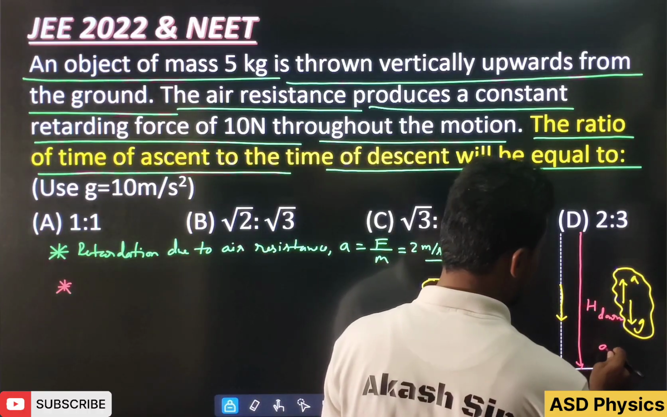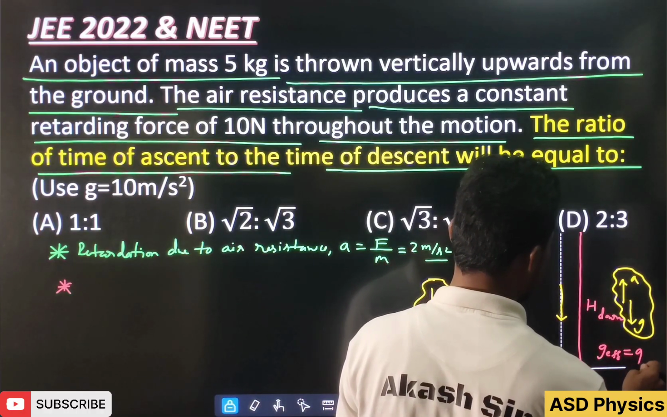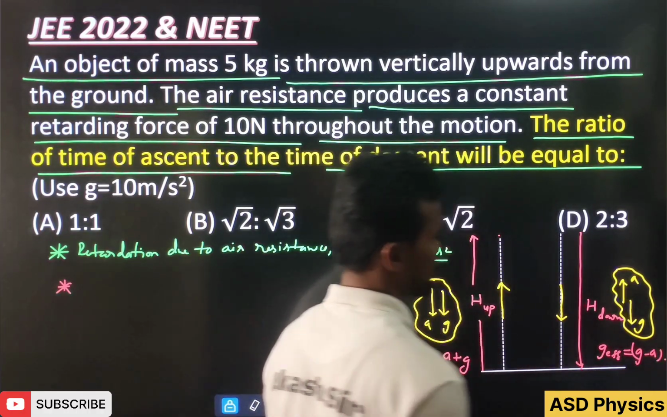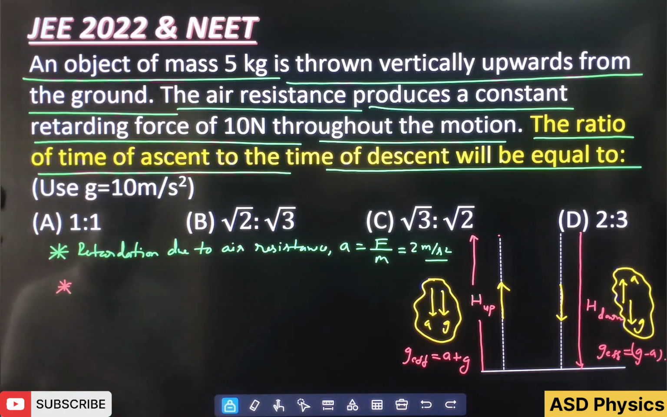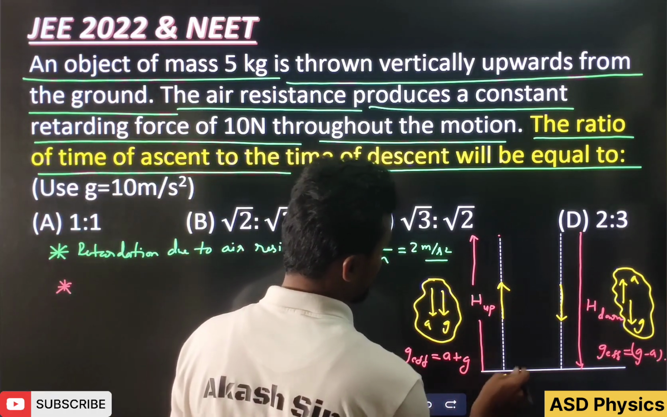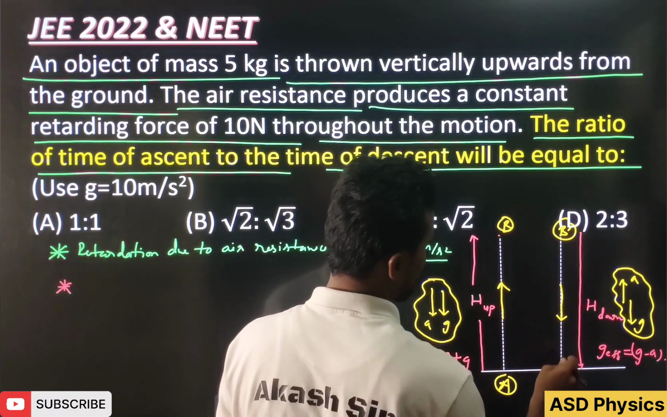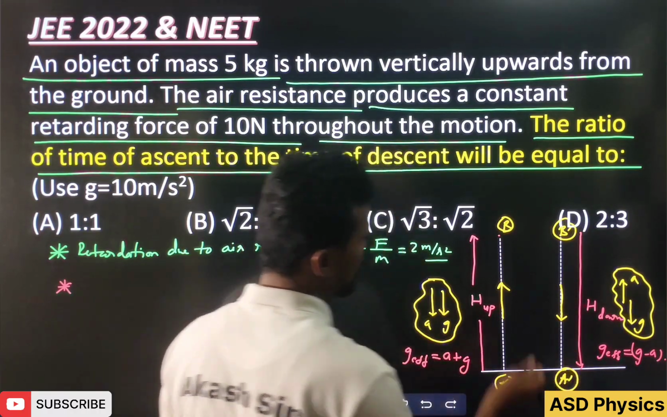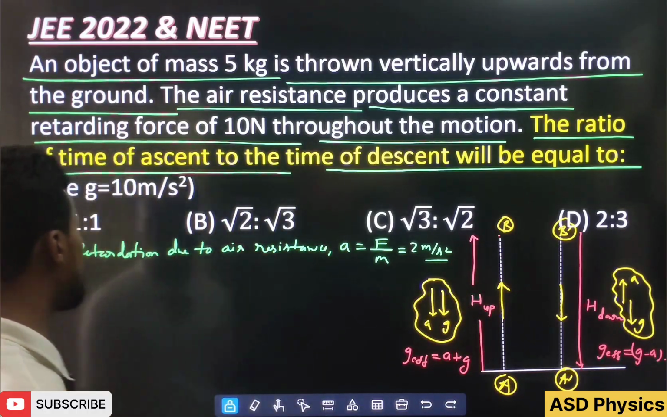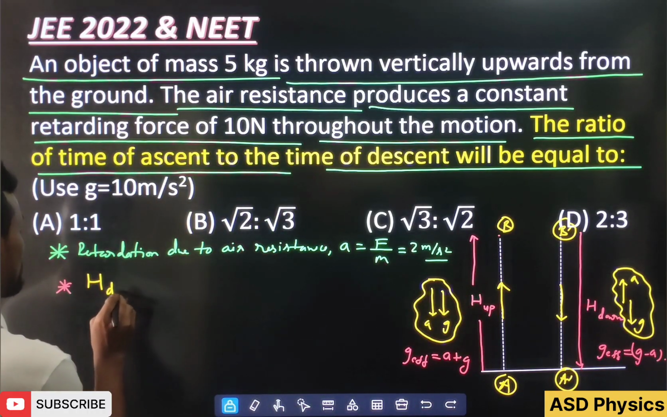Here G effective how much? Just guess, the ball is coming downward, that means G minus A. Okay, remember that. Now, students, when I use the equation of motion, let's take this is A, this is B, this is B dash, and here let's take A dash. So you know that very well, B dash to B dash during the down time, H down.